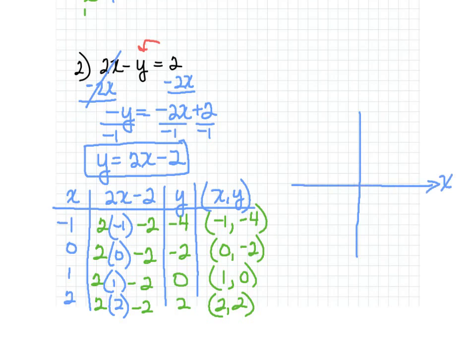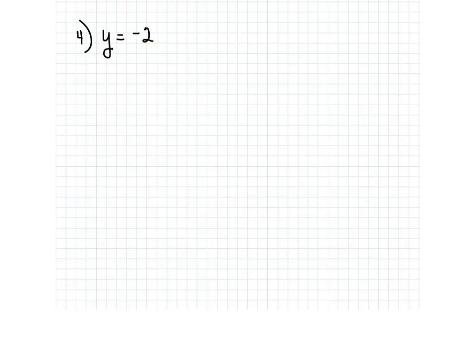Here's the x-axis, there's the y, and let's start graphing points. We have -1, -4, we have 0, -2, we have 1, 0, and we have 2, 2, and so we can draw our line right through those points. Use a straight edge, please, if you're doing this on paper. Okay, let's continue.